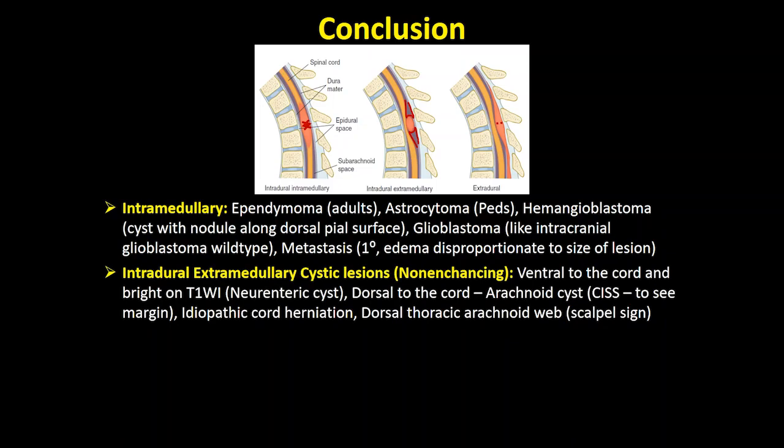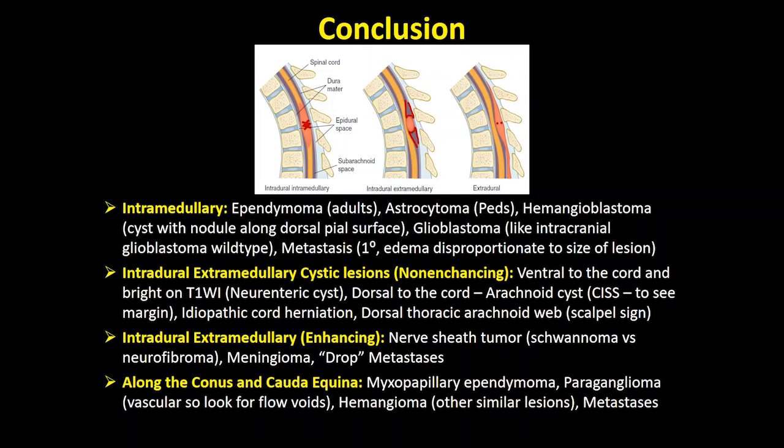Intradural extramedullary cystic lesions which are non-enhancing, if ventral to the cord and bright on T1, consider neuroenteric cyst. If dorsal to the cord, if they show the membrane on high-resolution T2 or CISS images, consider an arachnoid cyst. If there is subtle ventral angulation, idiopathic cord herniation. If you have the scalpel sign, dorsal thoracic arachnoid web.